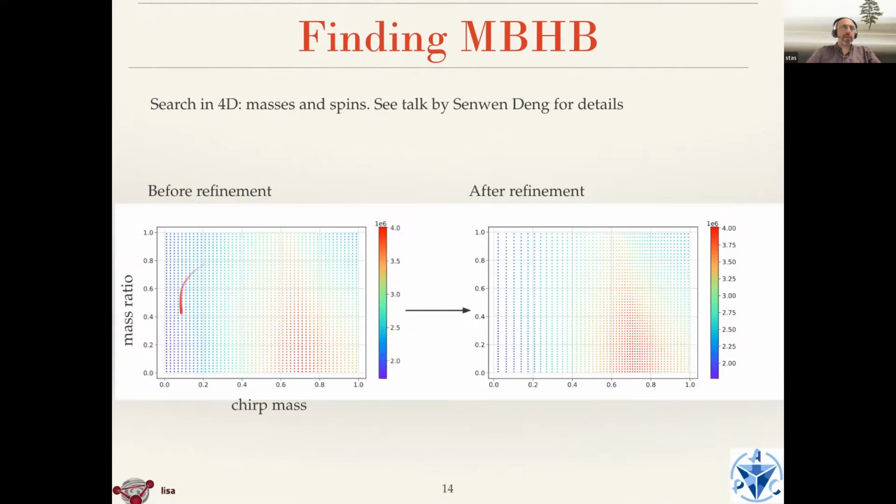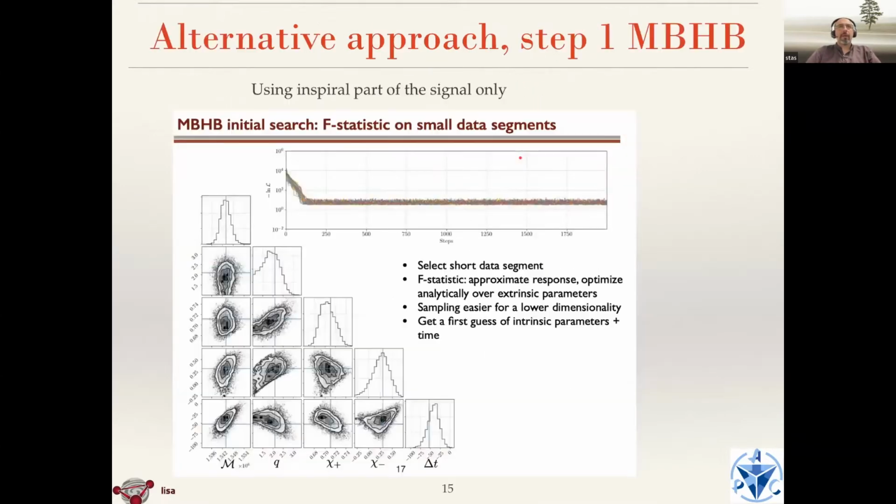So it's similar to plotting a histogram with different bin sizes. You start with an equally distributed grid, and after a few iterations, very fast, after a few minutes, you have this refined grid where you see denser points where there is a higher likelihood and less dense points where there is no signal. That's one of the methods, and for more details, you can look at the pre-recorded talk by Sen Van Deng.